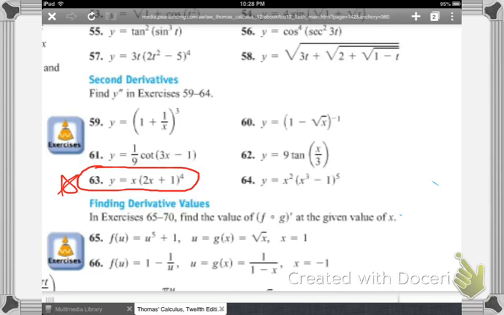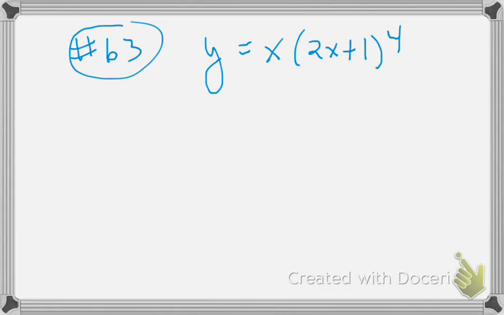You definitely have to use the product rule, and guess what? You have to use the chain rule as well. So I wrote it, y equals x times (2x plus 1) whole thing to the fourth. I wrote it here on the next page.